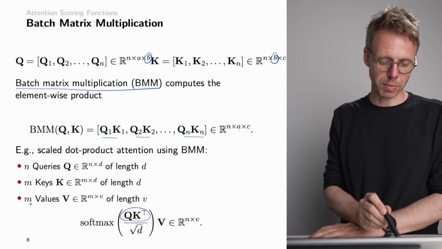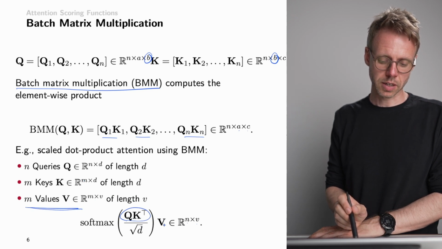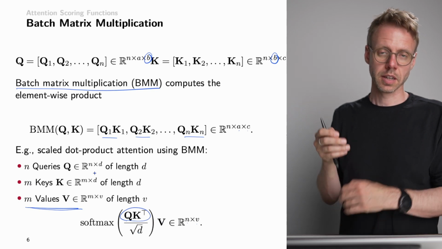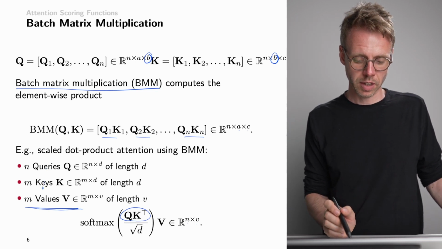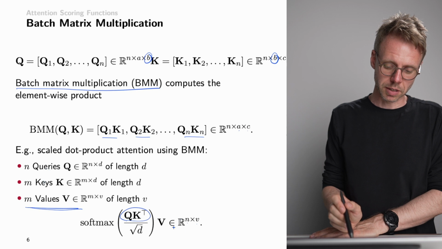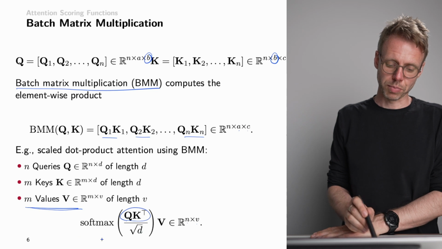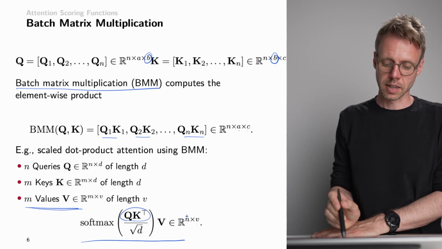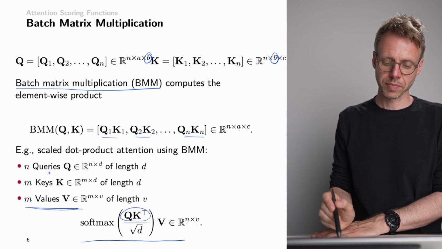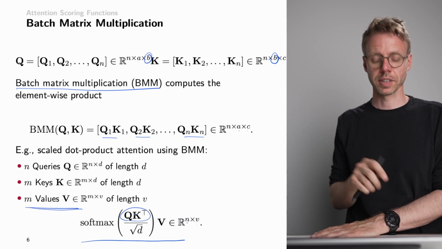And now if we have the corresponding m values, then we can weigh each of those values by the corresponding attention between each query and the keys. And this weighted average is built by a matrix multiply to compute this resulting matrix that has n different query outputs times the number of dimensions of the values.